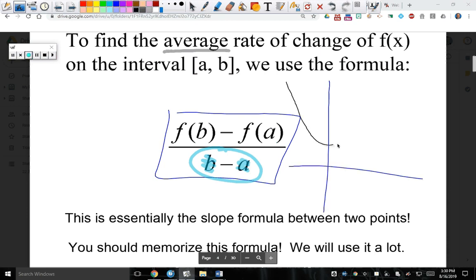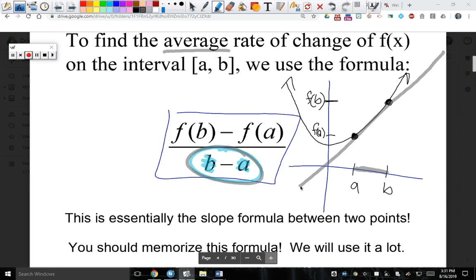For instance, let's say that we have this graph right here. And let's say this is a. Can someone tell me what this would be? f of a. If this is b, what would this be? f of b. And this b minus a is showing you that there exists an interval you're counting between that makes it an average. You with me? If I looked at the slope, that's the average rate of change.